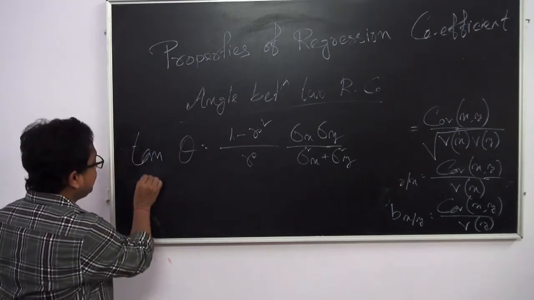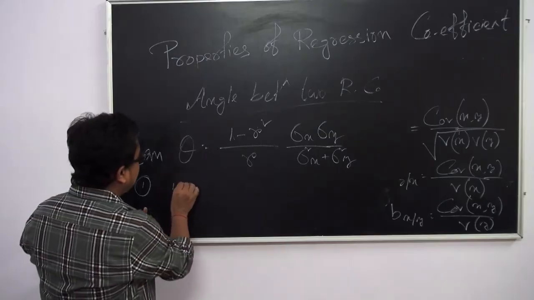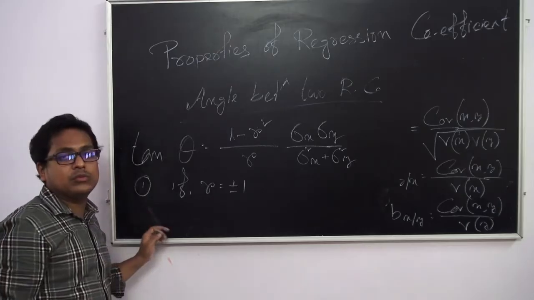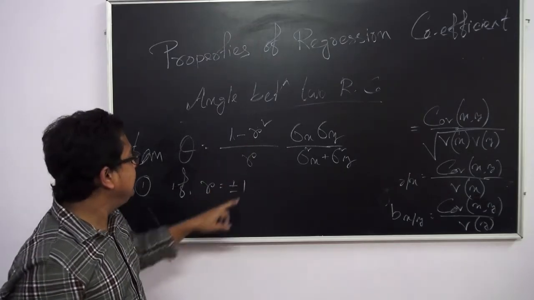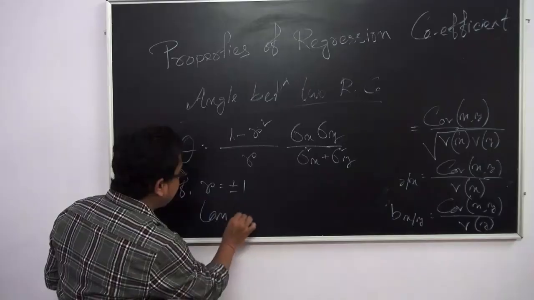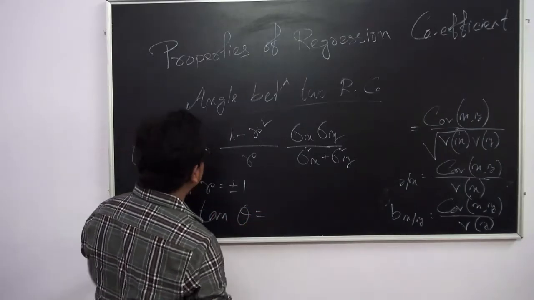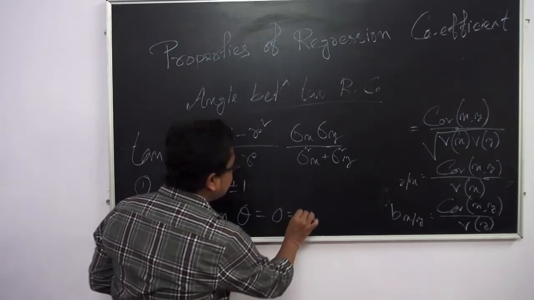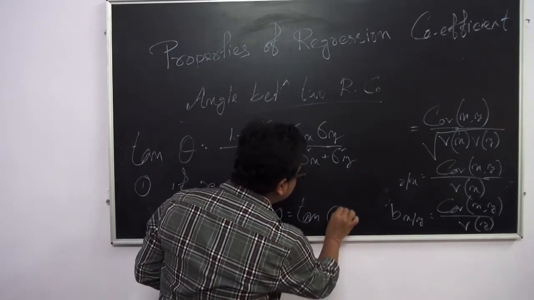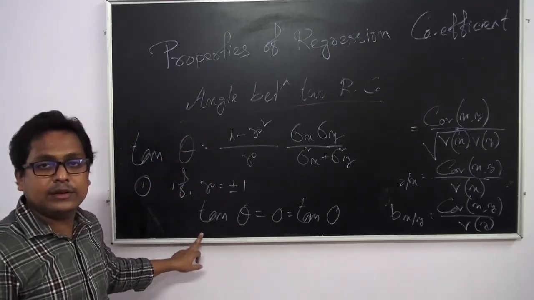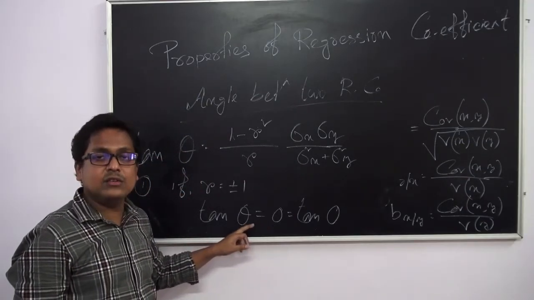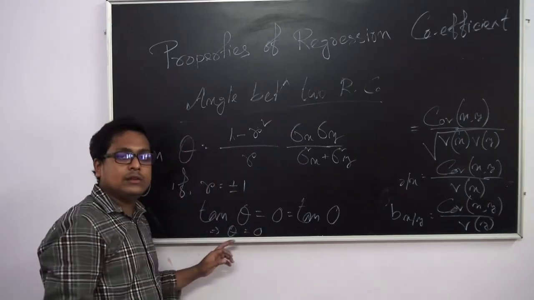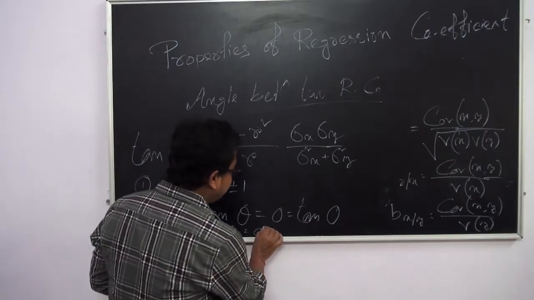Now suppose r is equal to plus or minus 1. In that case tan theta will be 0, that means tan theta is 0, so tan theta equals tan 0. That means theta is equal to 0. Theta is the angle between the two regression lines, that means theta will be 0.